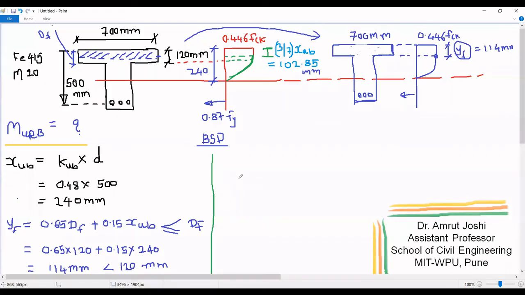The next thing that we should do now is to compute the ultimate compressive force at the time of failure for this section being designed as a balanced section. So therefore, I need to compute now CUB, the ultimate compressive force for this section designed as a balanced section. Now we can see that the width of the cross section on compression side is varying from 700 mm to 230 mm.